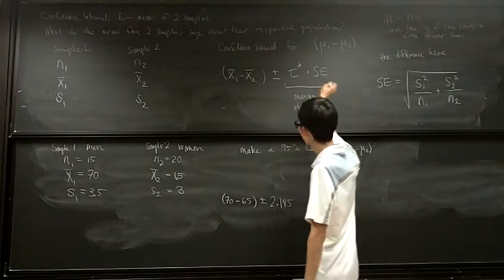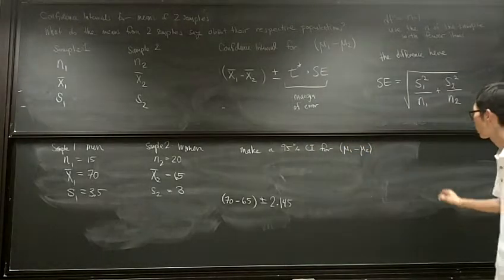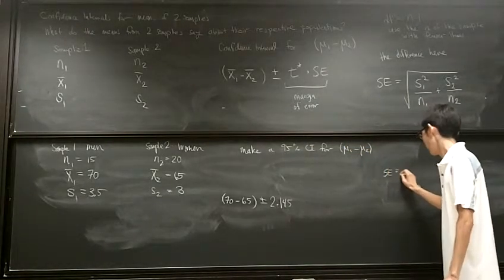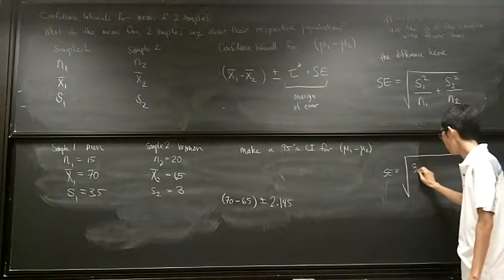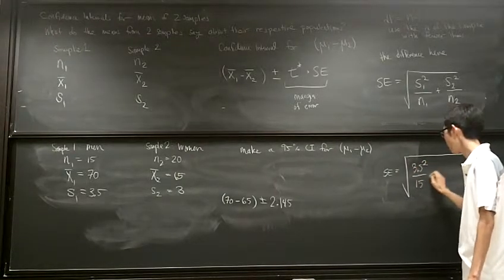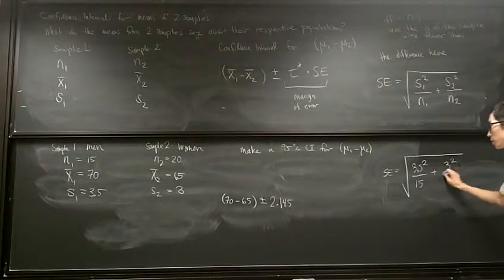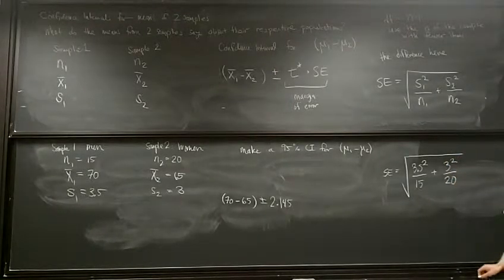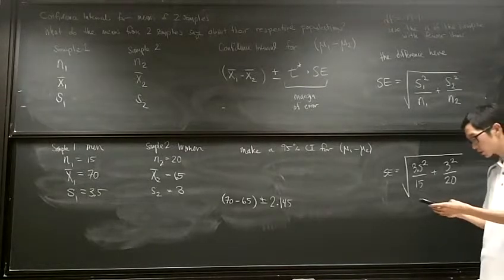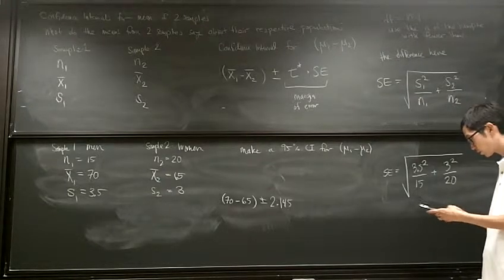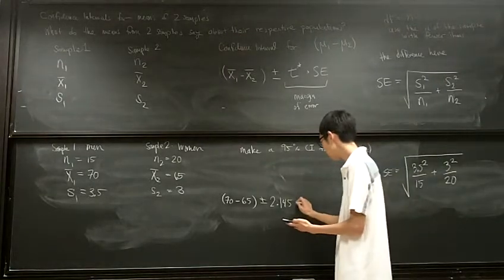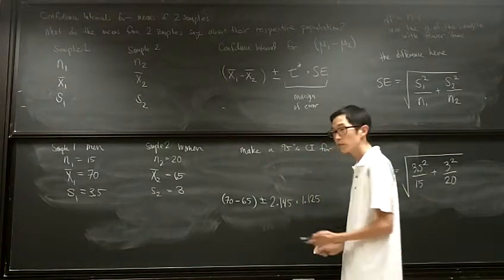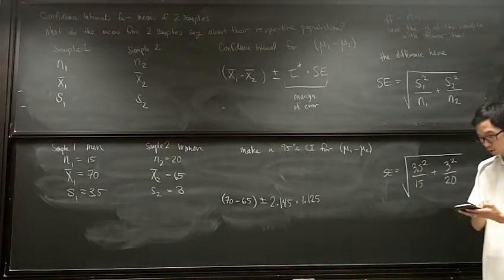All I'm doing is plugging in numbers from here. And what's my standard error? We use this formula. So I do 3.5 squared divided by 15 plus 3 squared divided by 20, and I take the square root of that whole thing. If you have a fancy calculator, you can just punch it all in one go, and you get 1.125.